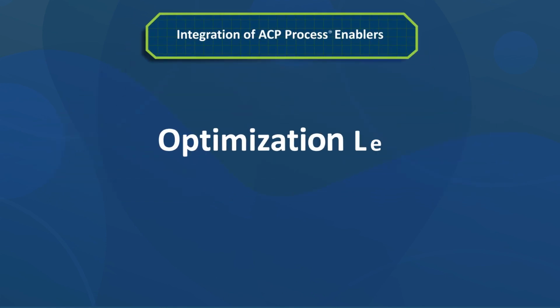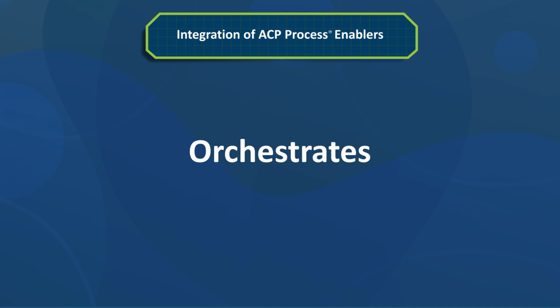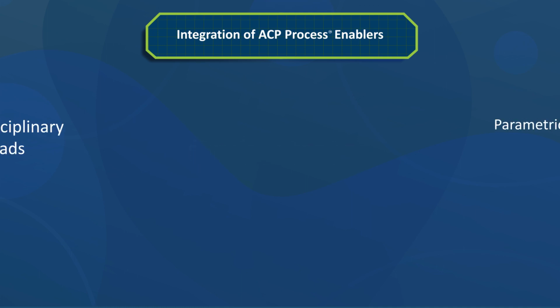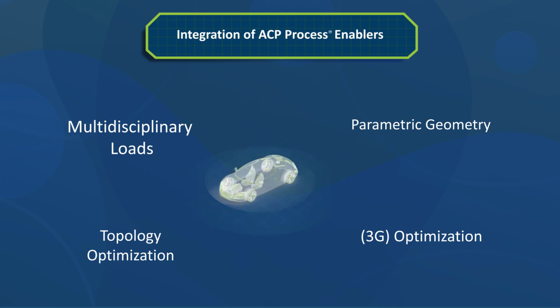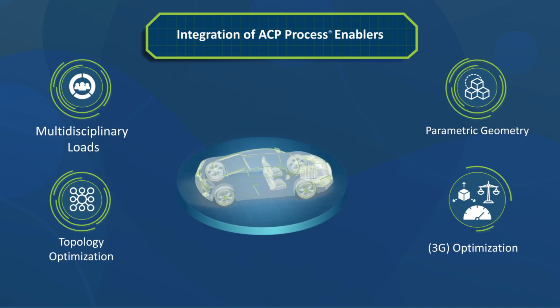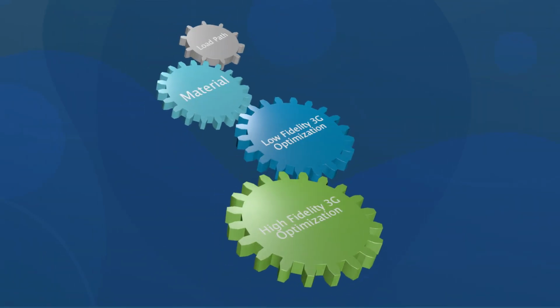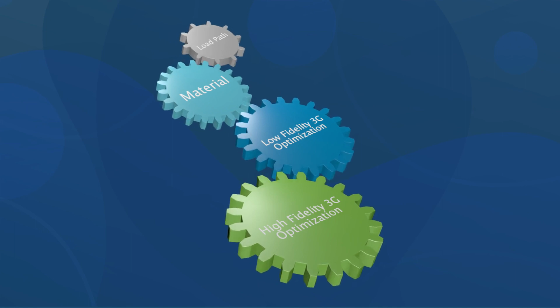An optimization-led design process, optimization system, that orchestrates through phases of product design and development. This integrated process and system evaluates various design concepts under multidisciplinary loads through topology and parametric 3G optimization. The structure design enablers for the ACP process is built in a four-step process.